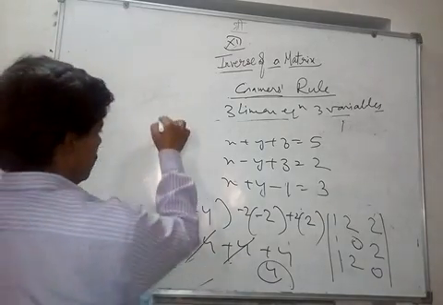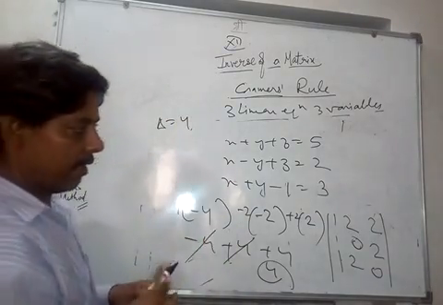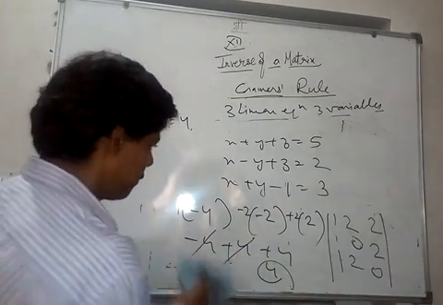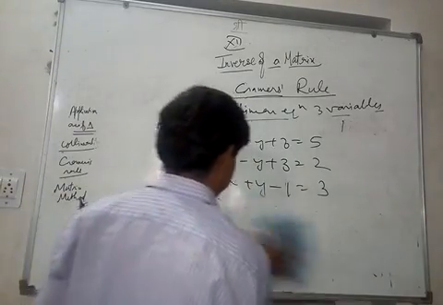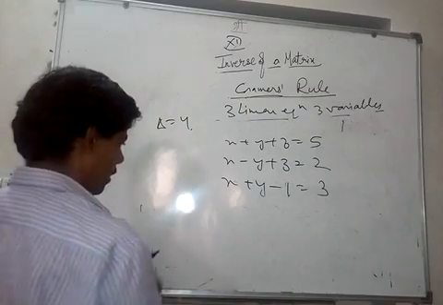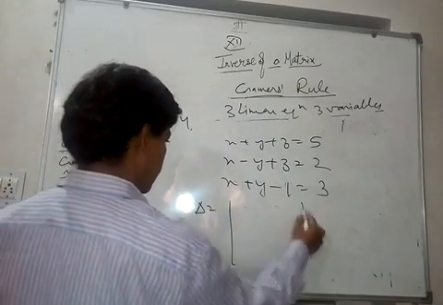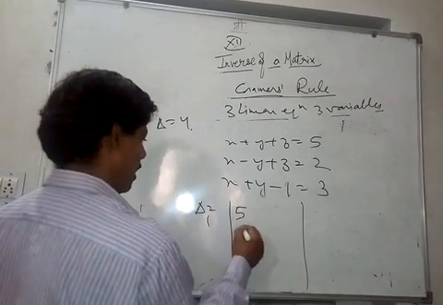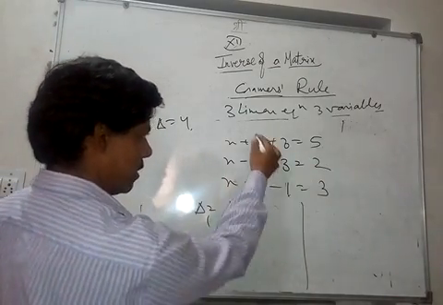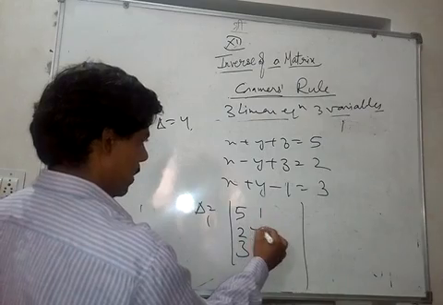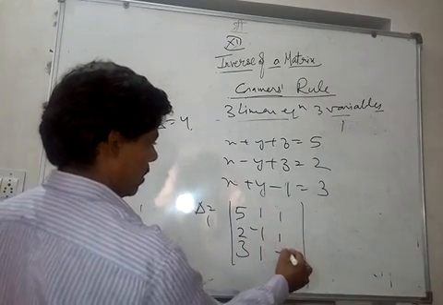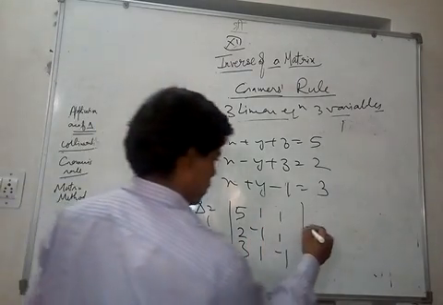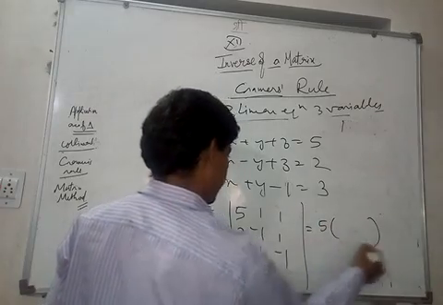So suppose delta is equal to 4. You can check if it is different, you can find out. Now you have to find delta 1. Delta 1 is equal to, so in place of 1 1 1, you will write 5 2 3, d1 d2 d3, and this will remain the same, 1 minus 1 1, 1 1 minus 1. So let's calculate this. So this is equal to 5.